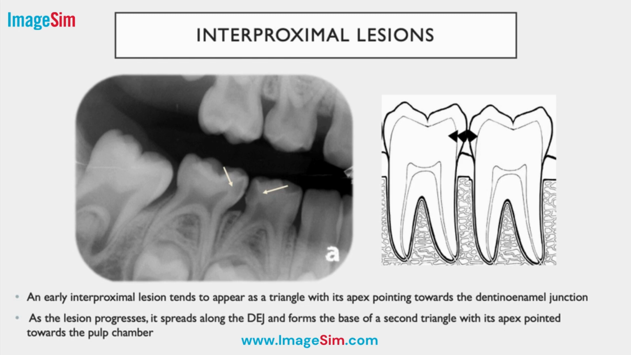The lesion in tooth 8-5 demonstrates this classic double triangle appearance of an interproximal lesion. In interproximal lesions, the lesions are most often found in the area between the contact point and the free gingival margin.